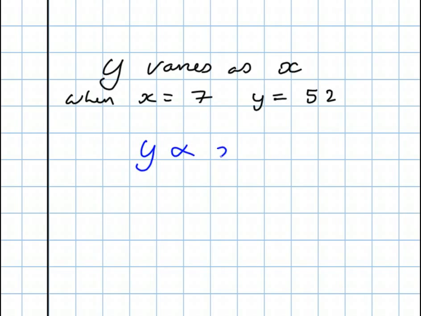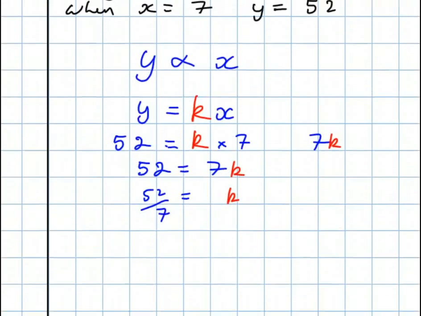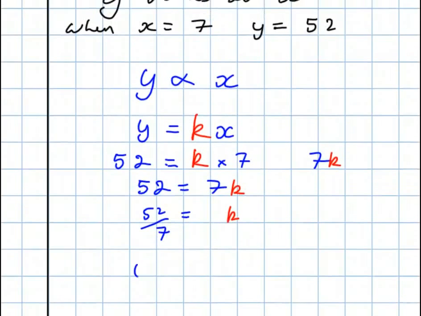You write y, the proportion symbol, x, and you write y equals kx, and then we substitute in these values here. So 52 is equal to k times 7, and remember, k times 7 we write as 7k. So we finish off with this very simple two-term equation. 52 is equal to 7k, and from there we find that k is equal to 52 over 7. And remember, just that one final step, we form the full equation. y is equal to, get rid of k and replace it with 52 over 7, x. Okay, thank you for listening.